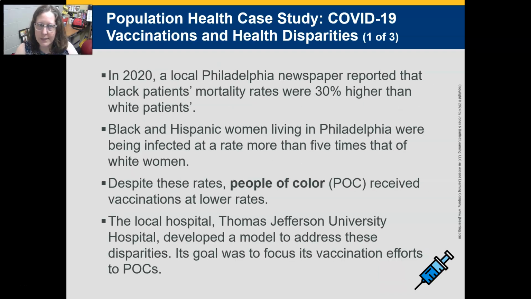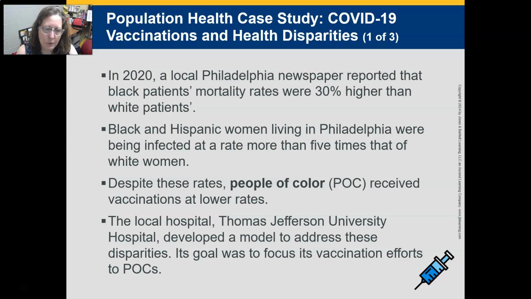So another case study: COVID-19 vaccination and health disparities. In 2020, a local Philadelphia newspaper reported that Black patients' mortality rates for COVID-19 were 30% higher than white patients'. Black and Hispanic women living in Philadelphia were being infected at a rate more than 5 times that of white women. Despite these rates, people of color received vaccination at a lower rate.